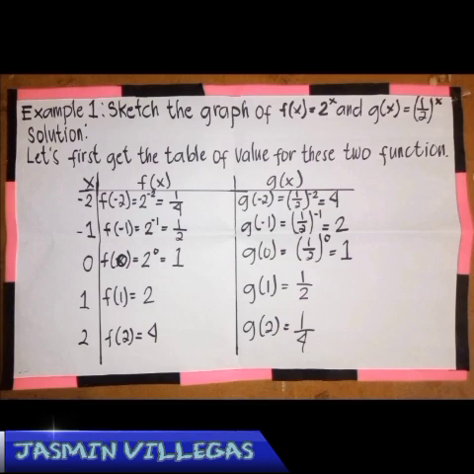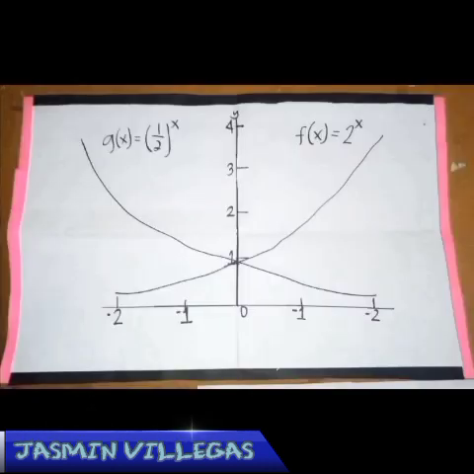x is 0. f of 0 is equal to 2 raised to 0, which equals 1. g of 0 is equal to 1/2 raised to 0, which equals 1. x is 1. f of 1 is equal to 2 and g of 1 is equal to 1/2. x is 2. f of 2 is equal to 4 and g of 2 is equal to 1/4. So this is the graph of example number 1.